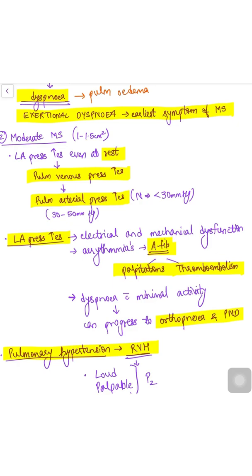Thus the patient is going to present with palpitations. AFib will lead to palpitations and thrombus formation, and thromboembolism. So LA pressure increases even at rest, there is electrical and mechanical dysfunction, and the LA enlarges, which will lead to atrial fibrillation. So the patient will present with palpitations and thrombus formation, and the thrombus formation can lead to thromboembolism. The patient will have dyspnea with minimal activity, that means dyspnea even at rest, which can progress to orthopnea and PND.